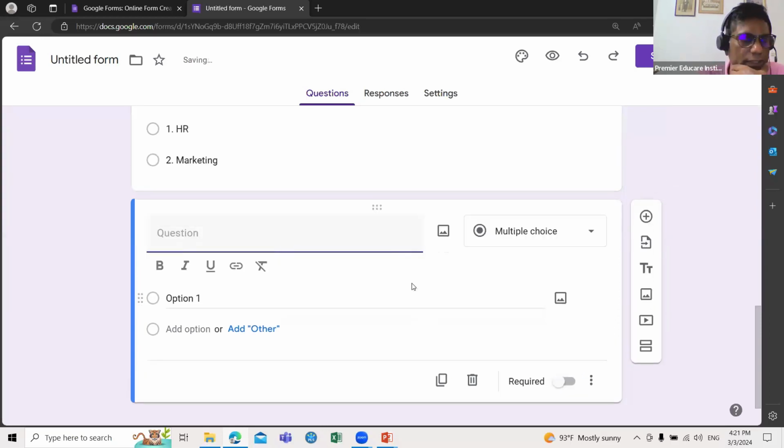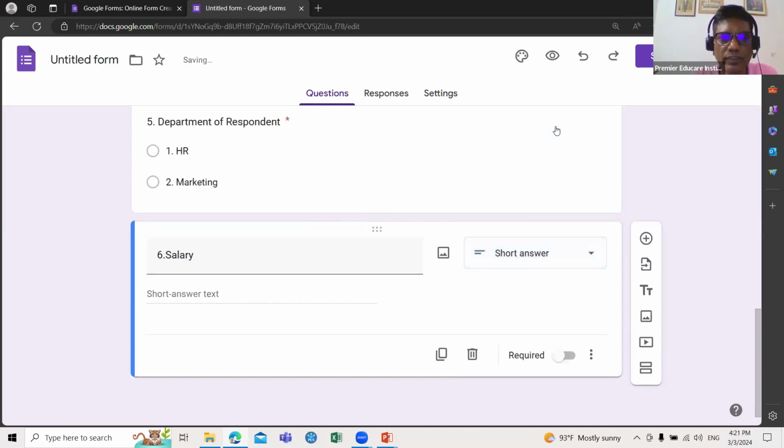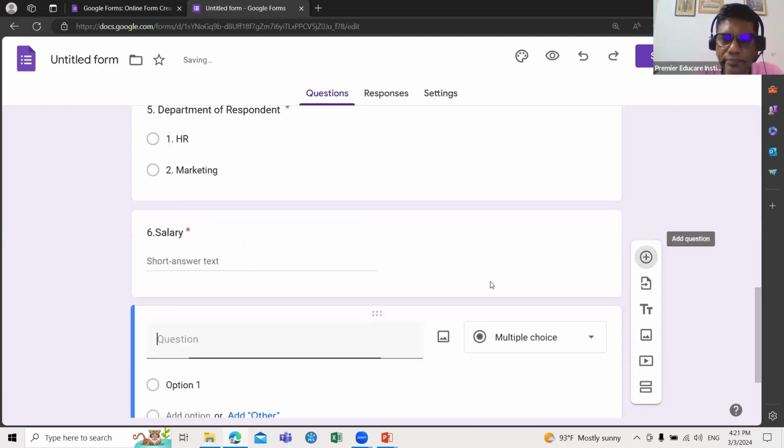Okay, what is question number 6? Question number 6 is almost the same thing, I think. Salary, right? Salary. Okay, salary you have to fill in. That means you have to give the space, short answer, right? And question number 6 is okay. That is also compulsory, so you have to make it required. And then add question number 7.